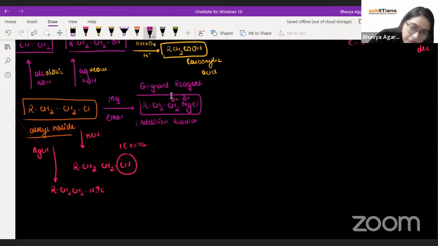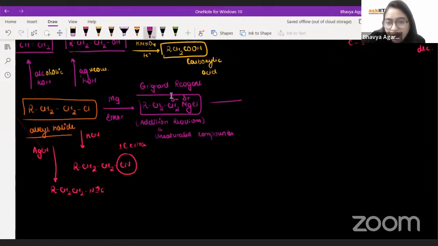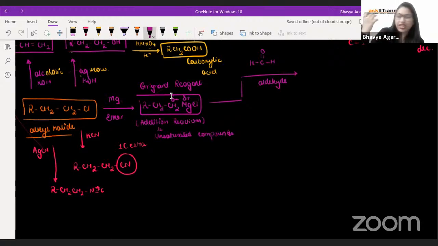Addition reactions, we know, is a property of unsaturated compounds. So that means it can easily react on unsaturated compounds. For example, it can react with an aldehyde. I'll take a very simple aldehyde like HCHO. A very simple aldehyde. I can take CH3CHO, anything. Right.